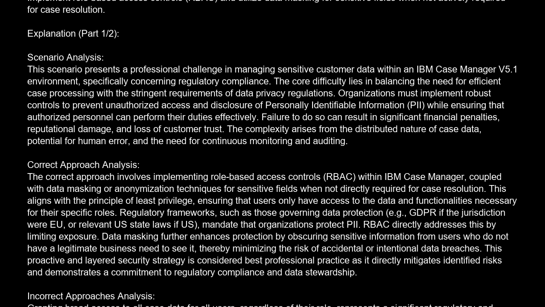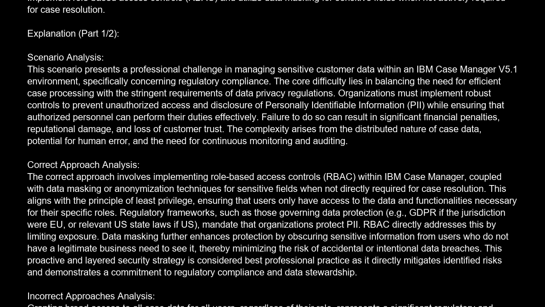Explanation. Scenario analysis. This scenario presents a professional challenge in managing sensitive customer data within an IBM Case Manager v5.1 environment, specifically concerning regulatory compliance. The core difficulty lies in balancing the need for efficient case processing with the stringent requirements of data privacy regulations. Organizations must implement robust controls to prevent unauthorized access and disclosure of personally identifiable information (PII), while ensuring that authorized personnel can perform their duties effectively. Failure to do so can result in significant financial penalties, reputational damage, and loss of customer trust.